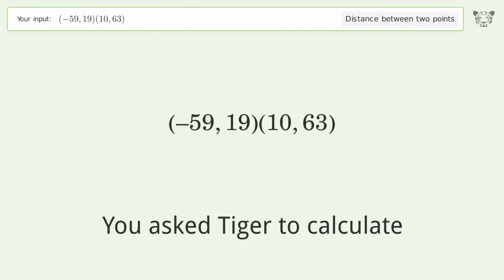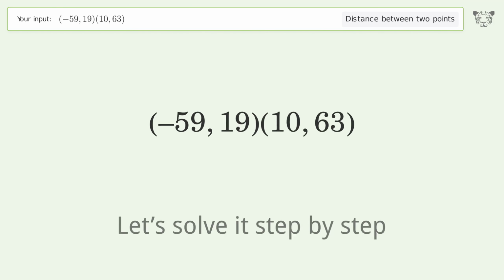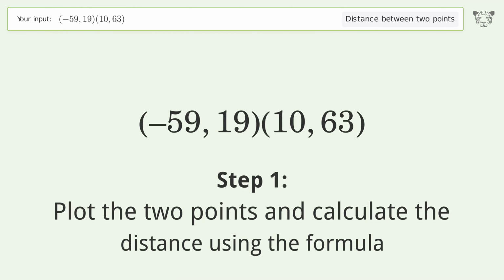You ask Tiger to calculate. This deals with the distance between 2 points. The distance between the 2 points is the square root of 6,697, or 81.835. Let's solve it step by step. Plot the 2 points and calculate the distance using the formula.